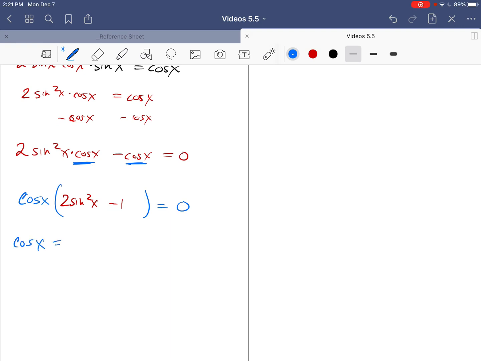I can say cosine x equals 0 and 2 sine squared minus 1 equals 0, in which case I'll add 1, divide by 2, then take the square root. Don't forget your plus minus.